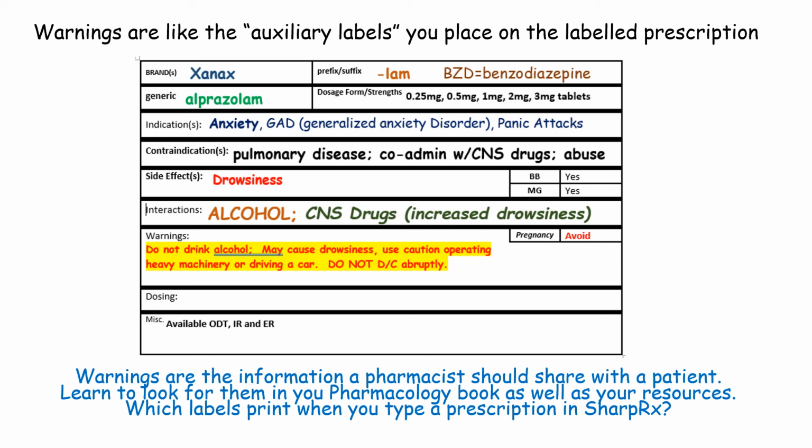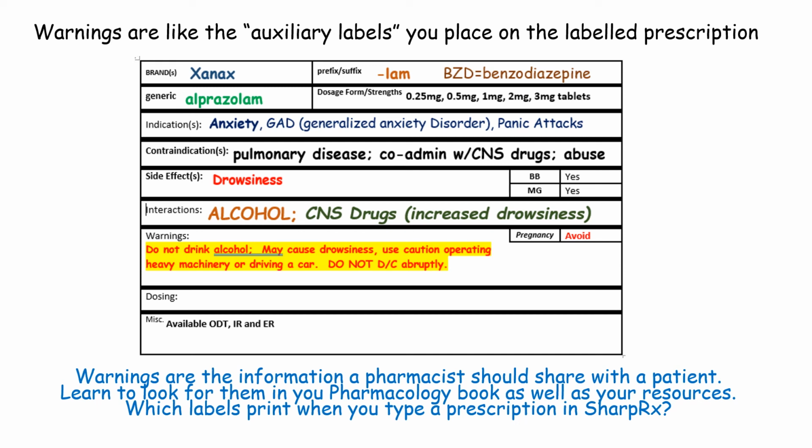You learn to look for them in the pharmacology book as you're reading about drugs. In particular, pay attention to see which warnings would go with that class of drugs. Which labels print? So when you type a prescription in SharpRx, look at the labels that print for auxiliary labels. It automatically generates labels that are appropriate to place on the package with that prescription.